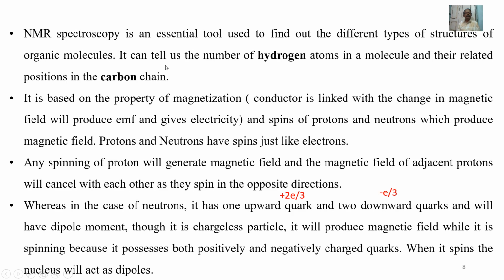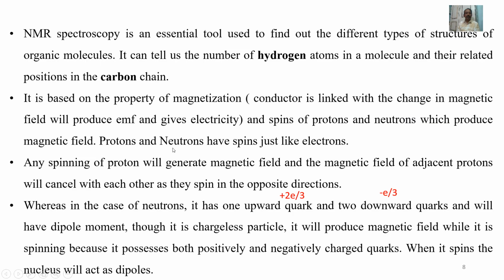NMR spectroscopy is an essential tool used to find out the different types of structures of organic molecules. It can tell us the number of hydrogen atoms present in a molecule and their relative positions in the carbon chain. It is based on the property of magnetization. That is, a conductor linked with a changing magnetic field will produce EMF and give electricity. And the spins of protons and neutrons produce a magnetic field.